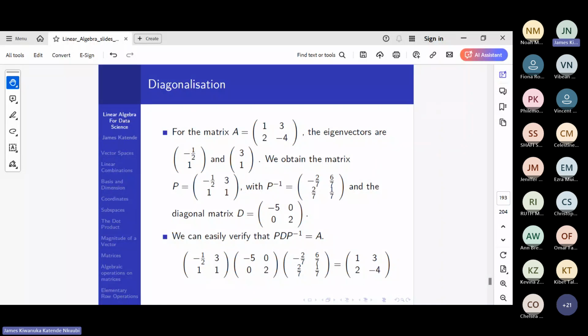So we look at an example. I think this is a matrix we worked with earlier. So we have the matrix here, for which we already found the eigenvectors to be these two vectors, -12 1 and 3 1.